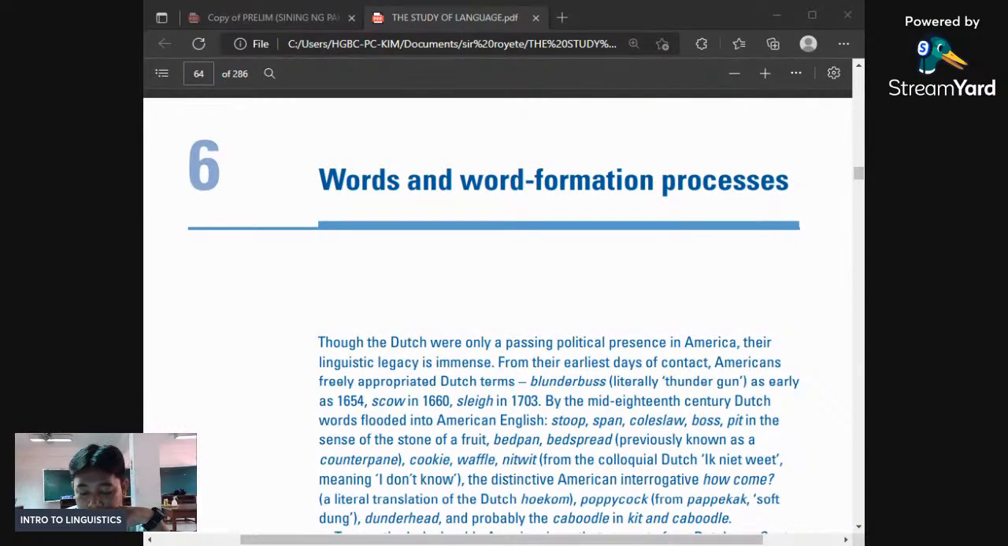Hey, YouTube. We'll be discussing word formation processes as part of your midterms, no? And yung morphology is pre-finals, ano? So, word. Pakadala muna natin itong word formation processes na topic natin, kasi additional talaga siya sa, what do you call this one? Sa pre, sa midterms niya.